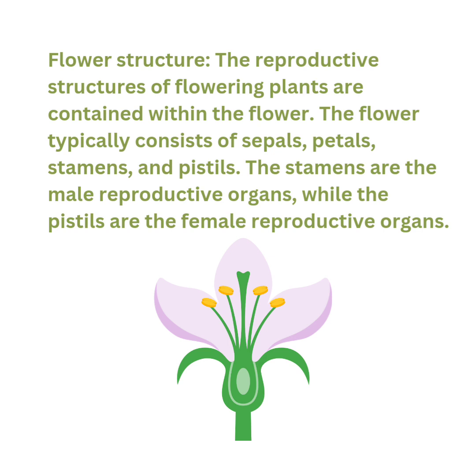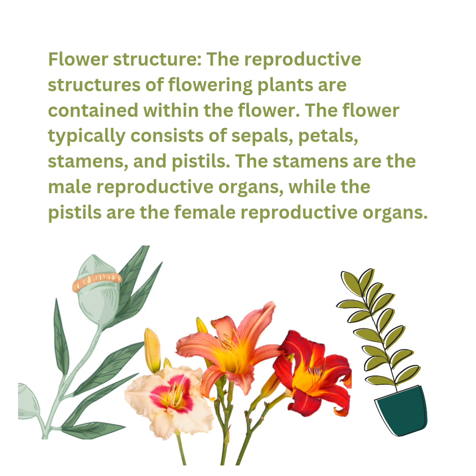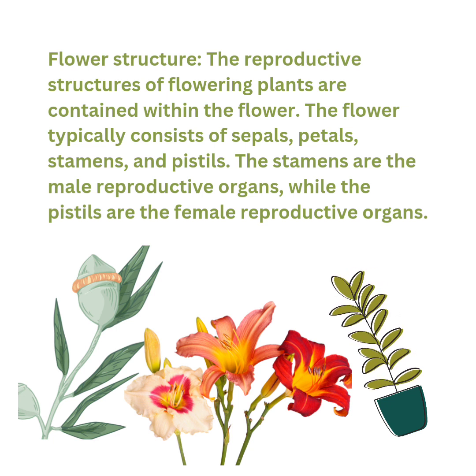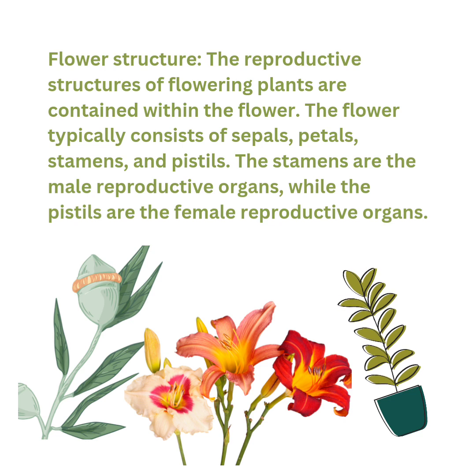Flower structure. The reproductive structures of flowering plants are contained within the flower. The flower typically consists of sepals, petals, stamens, and pistils. The stamens are the male reproductive organs, while the pistils are the female reproductive organs.